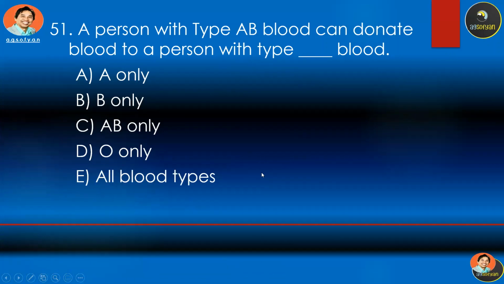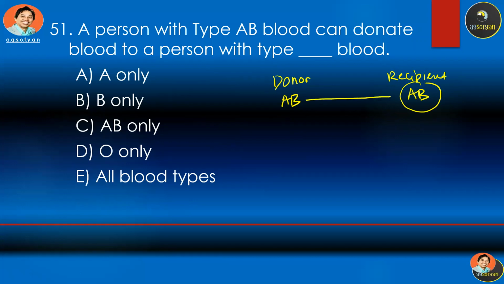A person with type AB blood can donate blood to a person with blank blood type. Remember, AB is the universal recipient. So with donor AB, the recipient will only be AB. If he has AB blood type, he can only give to another AB. That's the only one. So AB only.